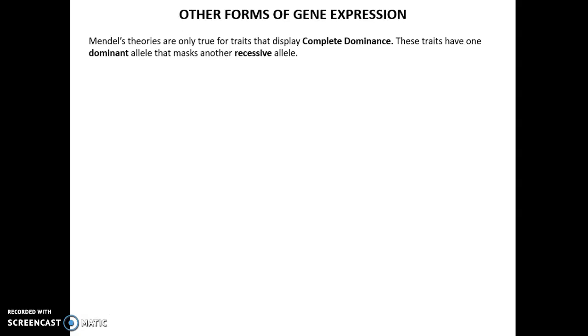Now, everything we've talked about so far has only been true for traits that display something called complete dominance. That's where these traits have one dominant allele that masks the other recessive allele. This works because the dominant allele actually codes, so remember, your DNA codes for proteins. Dominant alleles code for proteins that work. However, recessive alleles do not work.